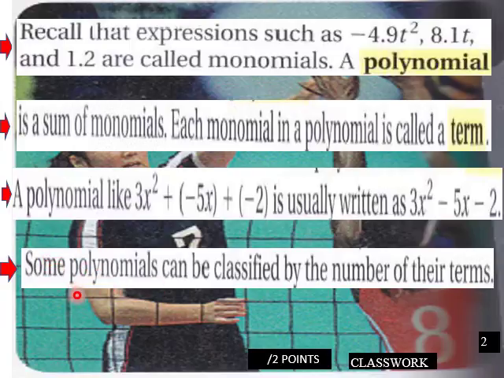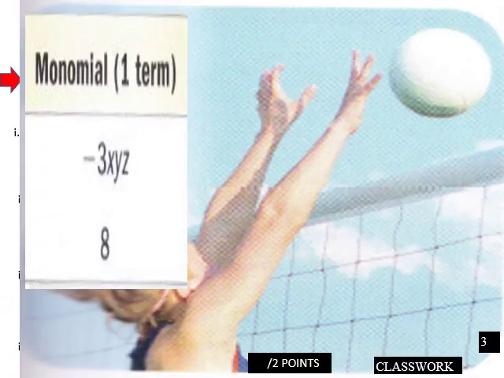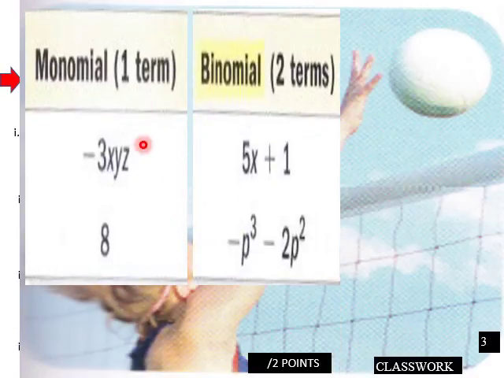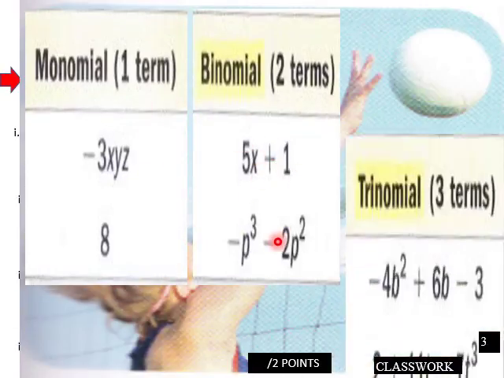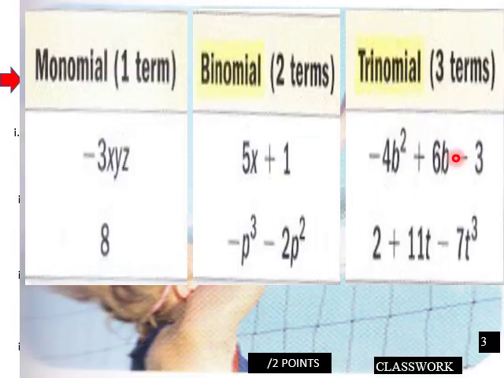Some polynomials can be classified by their number of terms. By adding these monomials together, we get this polynomial, which is a quadratic expression. A monomial has 1 term. A binomial has 2 terms. A trinomial has 3 terms. Here, 1, 2, 3. Yes, this is on your classwork sheet, students.